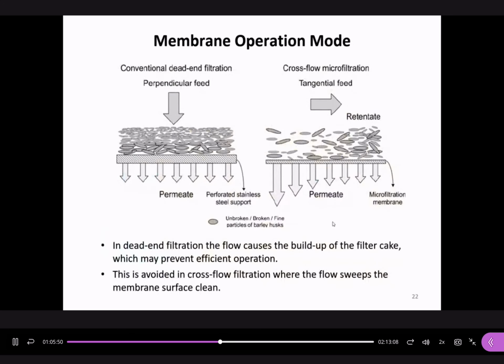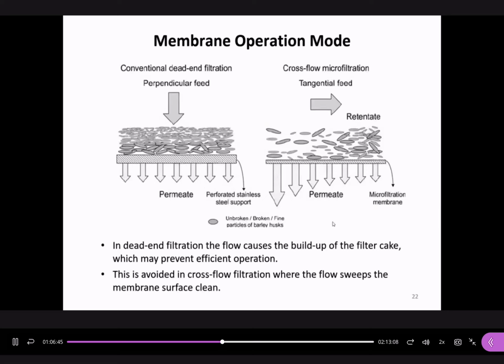Operation mode. This is with regard to the membrane surface. No matter whether it's hollow fiber or a flat membrane, you have a surface. Then the water flow could be in a perpendicular direction to the membrane surface. We call this dead end filtration, perpendicular. This is more relevant to micro and ultrafiltration.